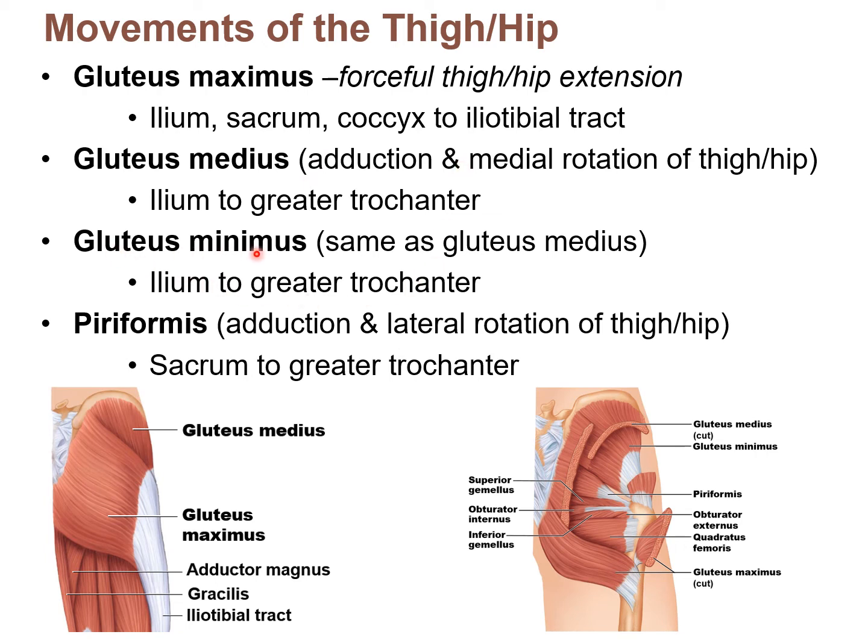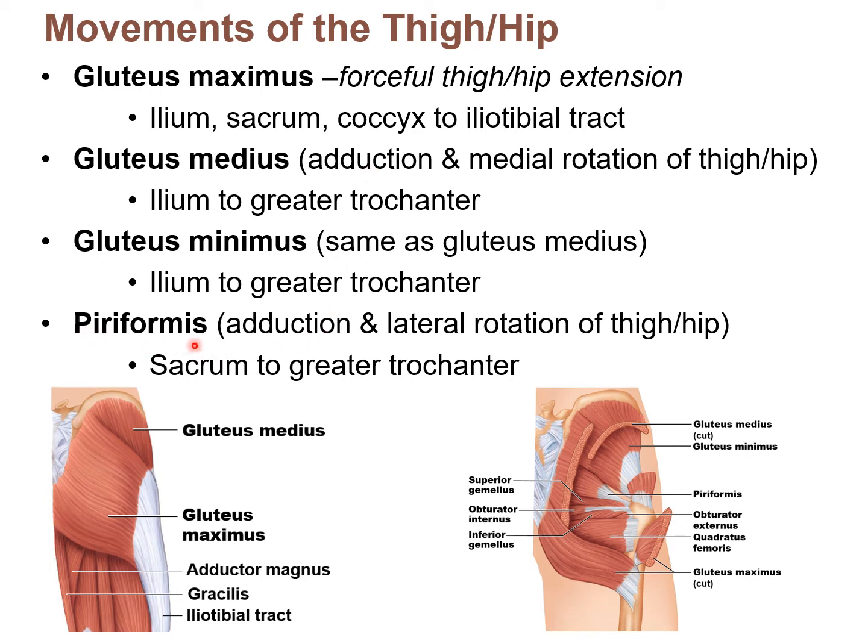It should be ABD, right, abduction. The gluteus minimus is underneath it, so if you cut the gluteus medius, you can see the gluteus minimus, which looks identical to it, it's just deeper, is going to perform the same action as the gluteus medius. So these two sort of work together in abduction, right, AB, and medial rotation.